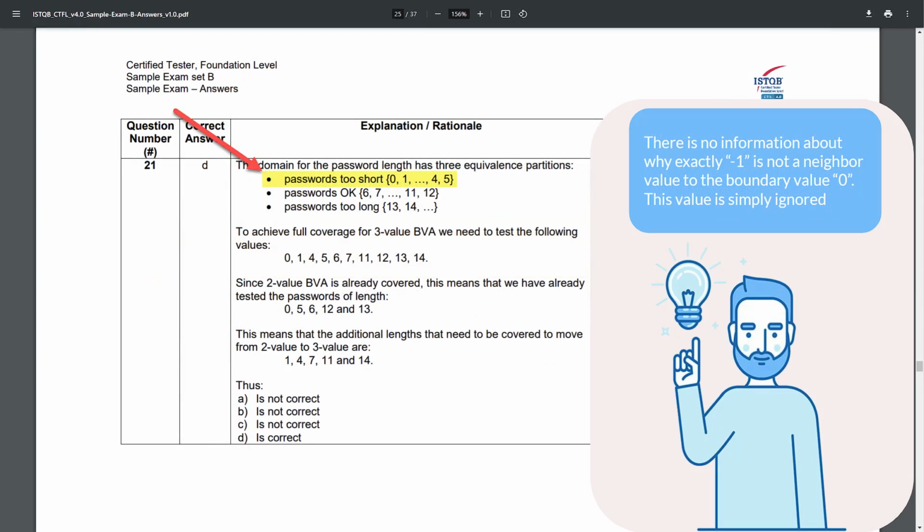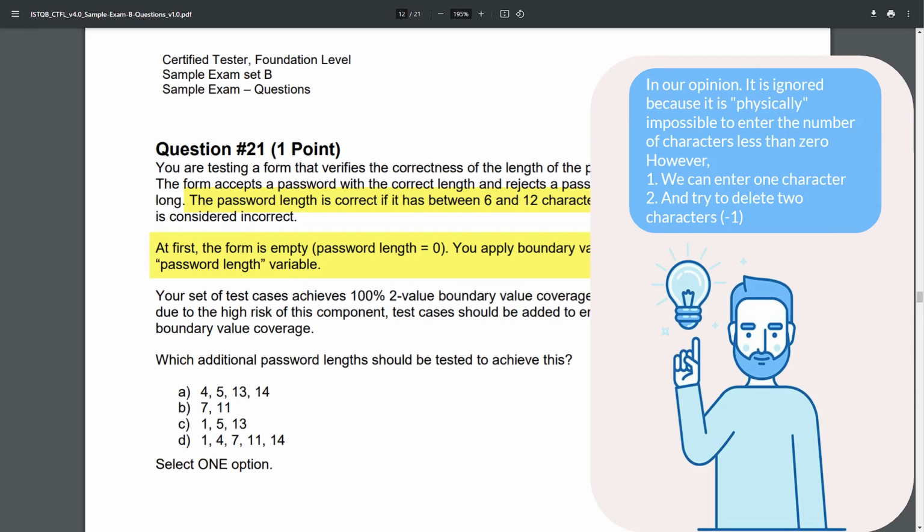Since we are not on the exam now, but on the tutorial, we can take a look at the hint. And as we see, in the explanation of the question, there is no information about why exactly -1 is not a neighbor. This value is simply ignored. In our opinion, it is ignored because it is physically impossible to enter the number of characters less than 0. However, we can enter 1 character and try to delete 2 characters. Of course, it's debatable whether to count this as a -1 value.